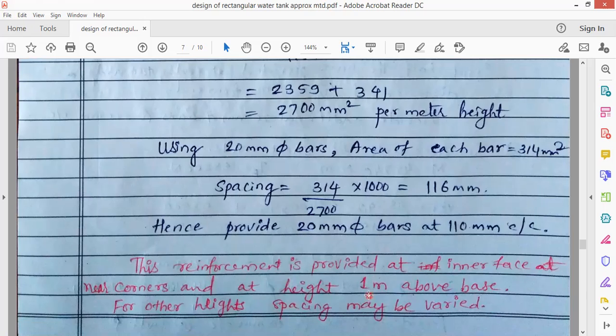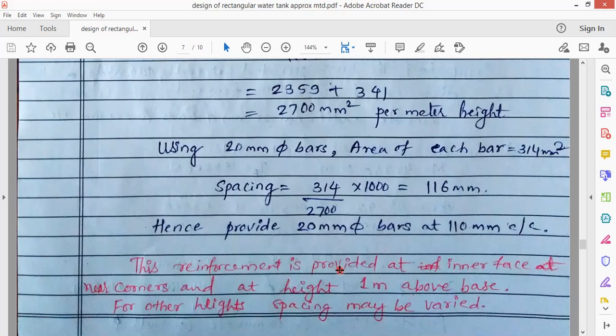So for the 1 meter span above the base slab, we will consider that as cantilever action. So reinforcement will be provided separately for that. So this is for the moment calculated above the 1 meter height above the base slab.